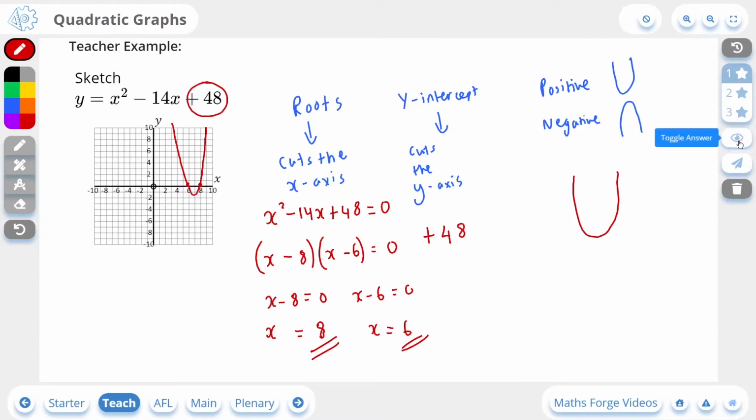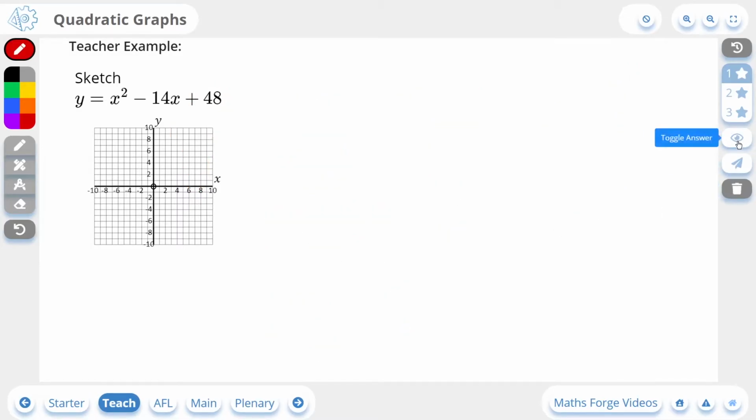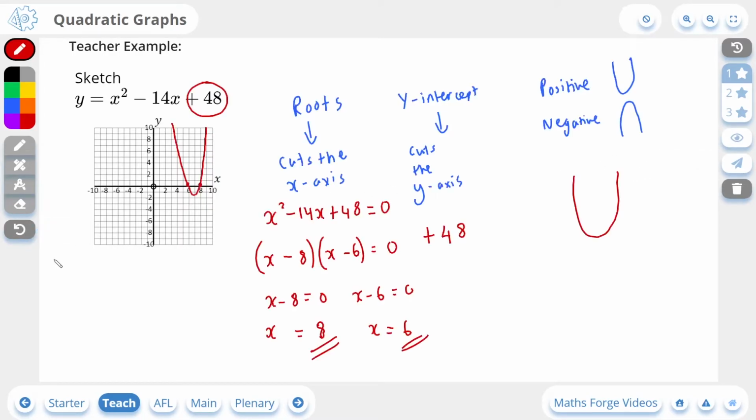And if we check our answer, there it is. As you can see, it's not identical to the actual answer. So that's what the actual answer looks like. But ours is not far off. And the idea of this is the sketching part. To sketch the graph, it doesn't have to be 100% accurate, but it does have to have the same characteristics, which in our case, it does.